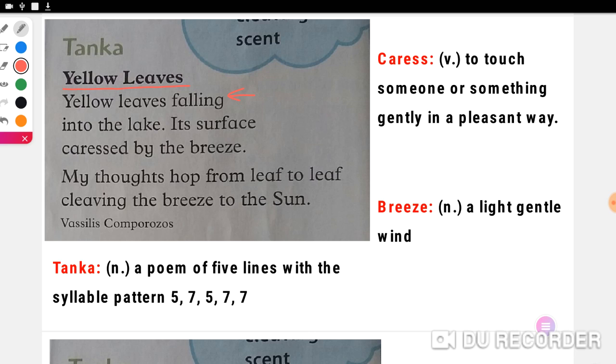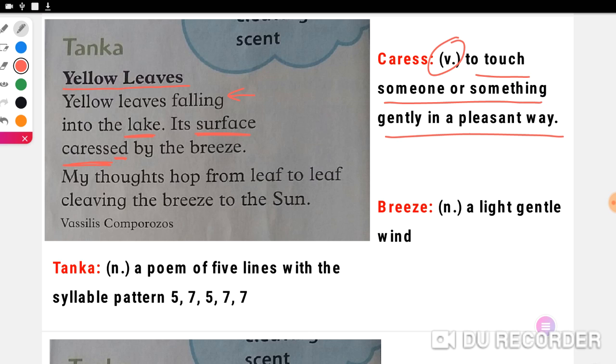So yellow leaves falling into the lake, and I have lake. Its surface caressed by the breeze. Its surface, the surface of the lake, caressed. What's the meaning of caressed? Caressed is a verb, but we added here ed. Caress means to touch someone or something gently in a pleasant way.